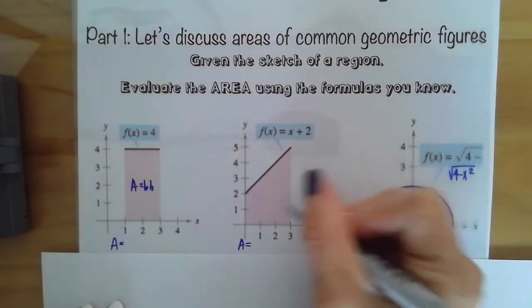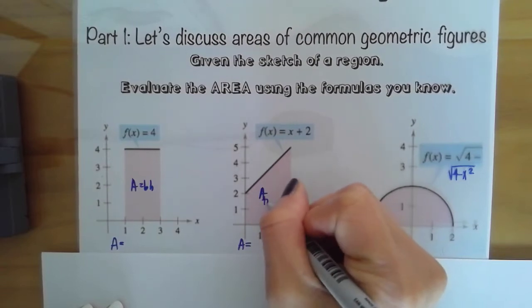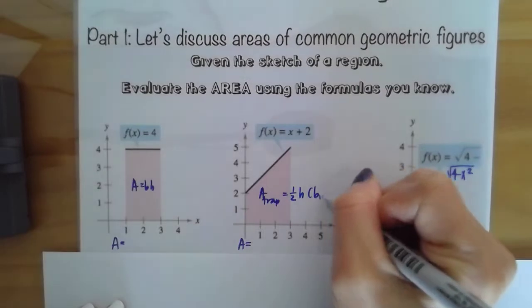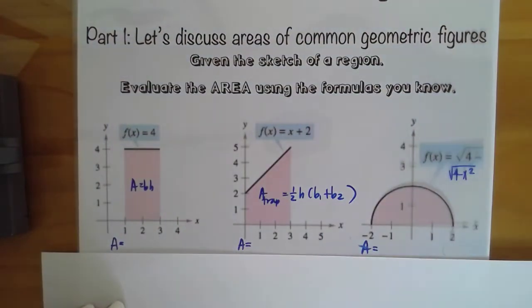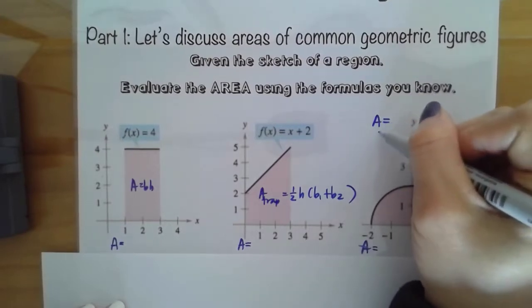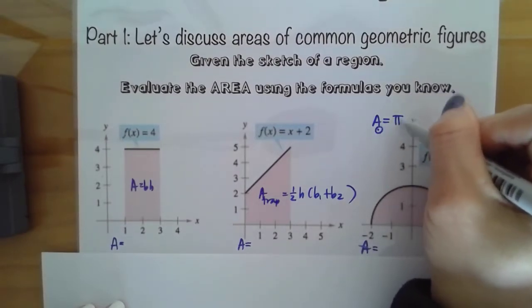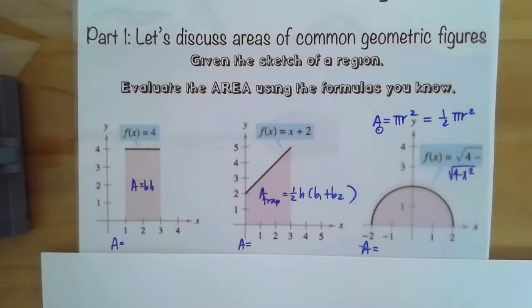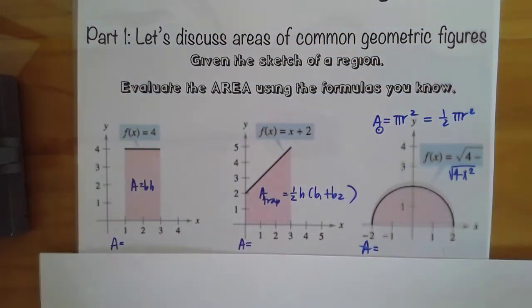And how about here? Do you remember the area of a trapezoid? It's half of the height, times the two bases. And a circle, you know that this guy is only half. Area of a circle is pi r squared, or in this case, half pi r squared since we only have a semicircle.